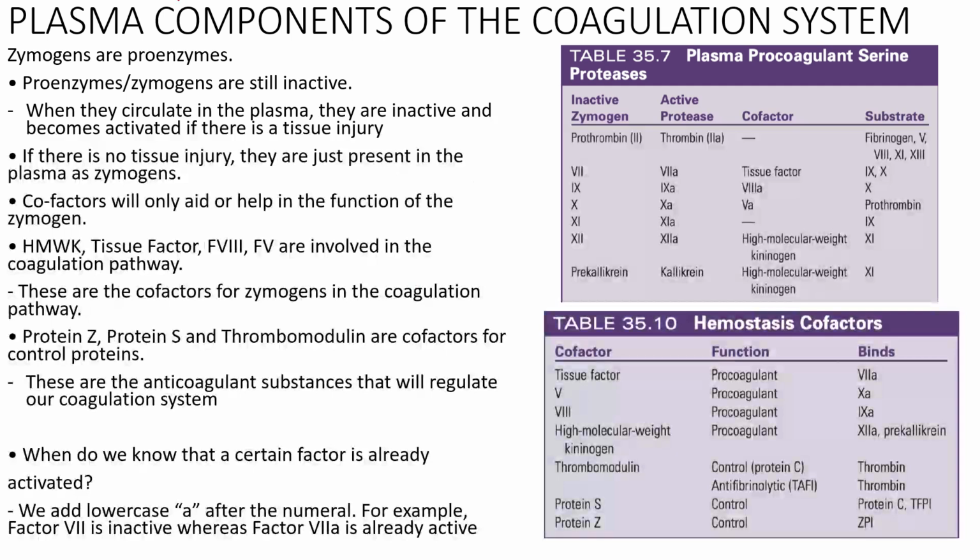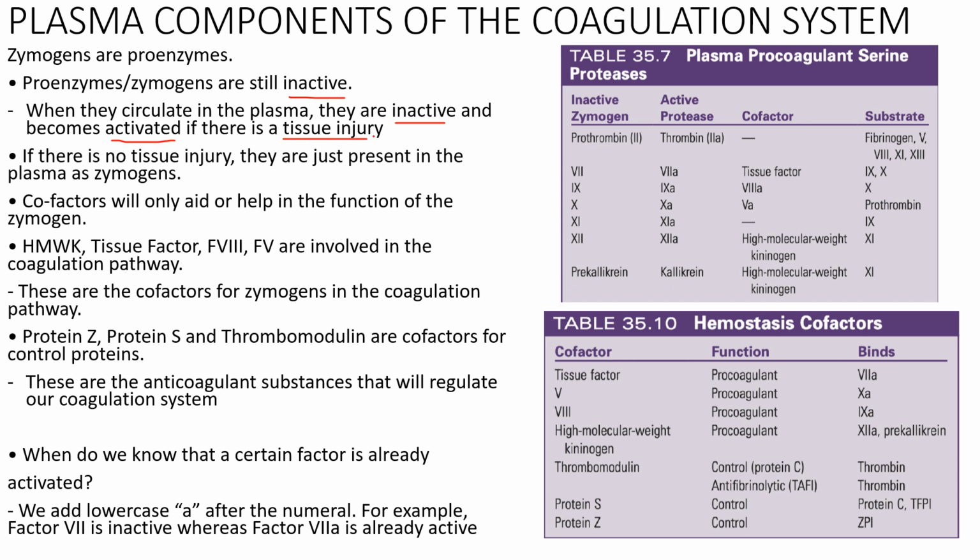Now, let's talk about the plasma components of the coagulation system. One thing you need to remember here are the zymogens. Zymogens, class, are a type of proenzyme. When you say proenzyme, they are technically not enzymes. These are considered inactive enzymes. They circulate in the plasma, and they are inactive and become activated only if there is a tissue injury.